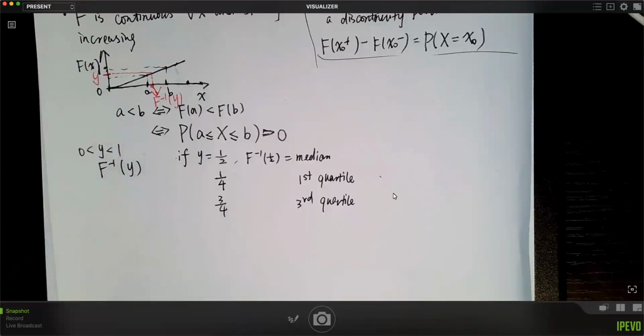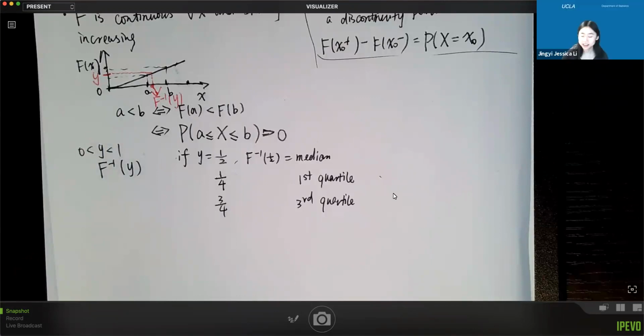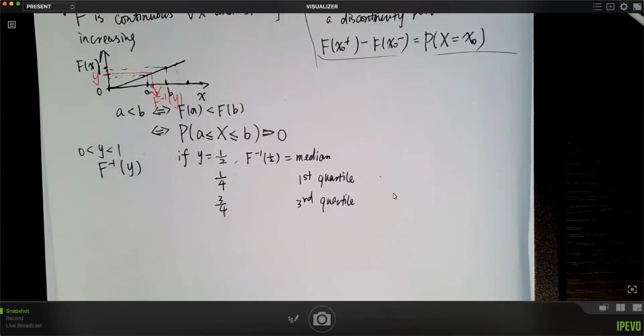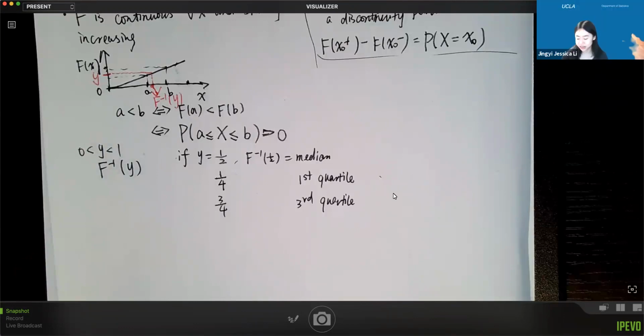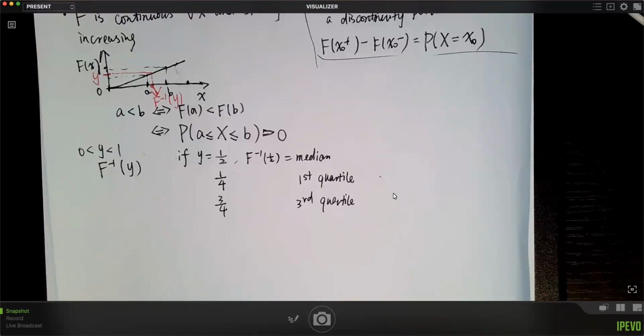I have a quick question. Is this only true for this specific case in which F is continuous for all x and is strictly increasing, or is this true for all three of the cases? It's just this case. We're going to talk about the other two cases soon. Yeah, this is just the first case, which is very easy. You have a well-defined inverse of the CDF. Got it. Okay, thank you.